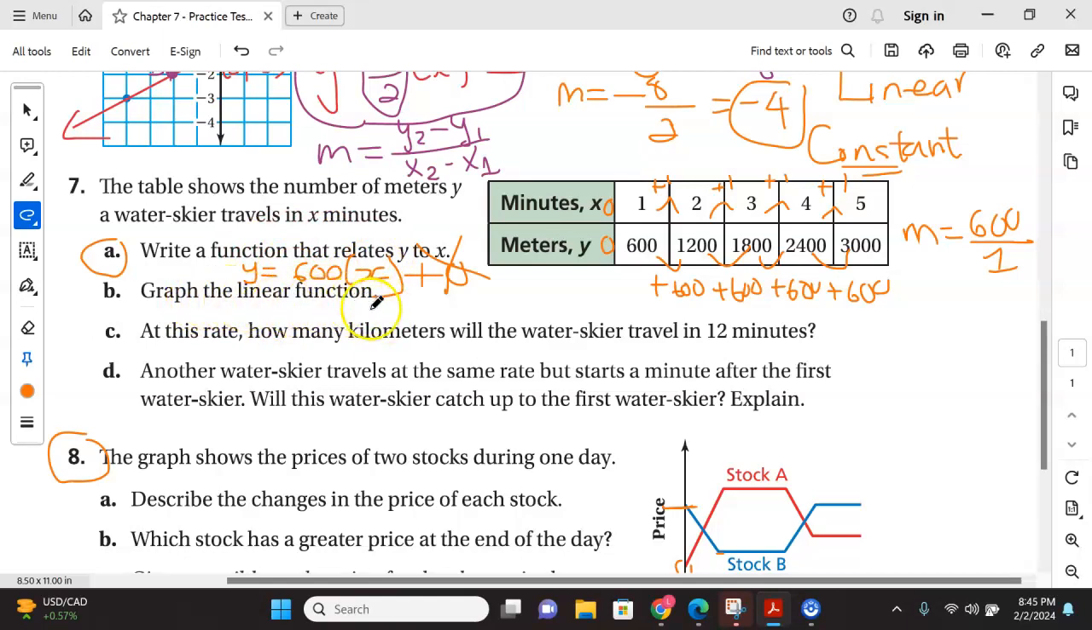Okay, to graph this function, you have to draw your x and your y axis. Now for the minutes, you can go up to 5: 1, 2, 3, 4, 5. Now for the meters, you have to go up by 600. So you can go 600, 1200, all right, 1800, 2400, and 3000. Then you plot the points and connect the line, which should give you a straight line.